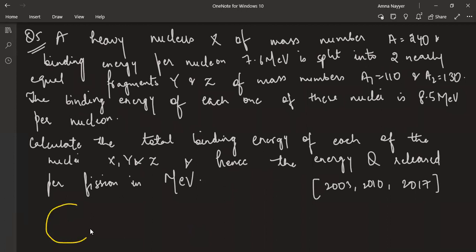See, if this is the binding energy of X, X has been split into Y and Z, right? So if energy is released, it means some gap will be there that we have to calculate. Then only has energy been released. It means whatever will be the sum of the binding energy of Y and Z, if you subtract the binding energy of X from it, then you'll get the total heat energy released. So the first task is to find out the binding energy of X, then Y, then Z. This is how you will do the question.